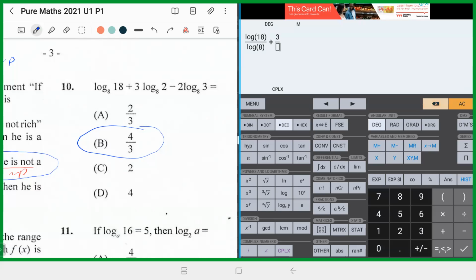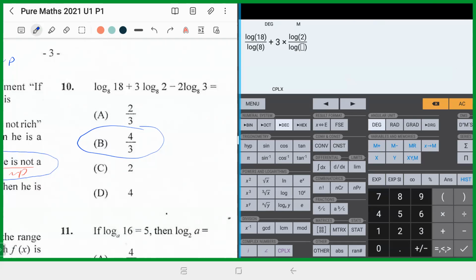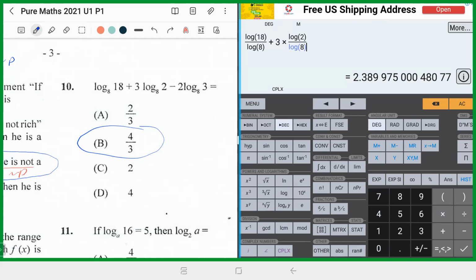3 times a fraction again, log of 2 over log of 8. I get the same answer. Then minus 2 times a fraction again, log of 3 over log of 8. So you get the same exact answer.